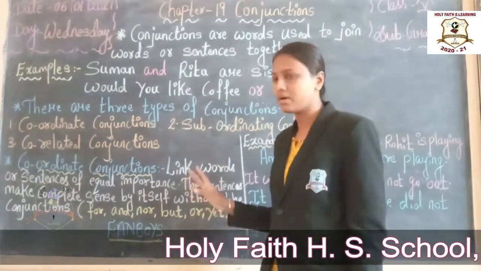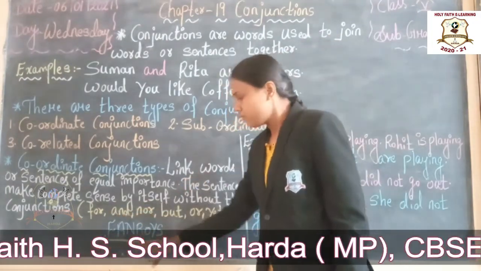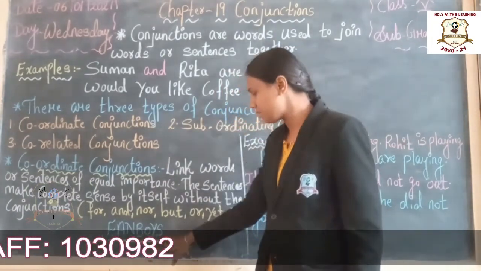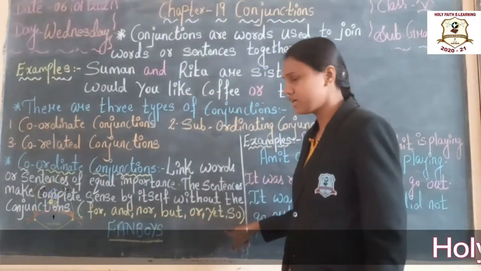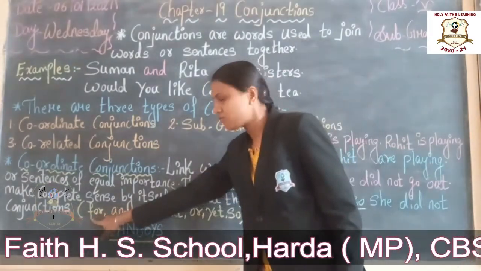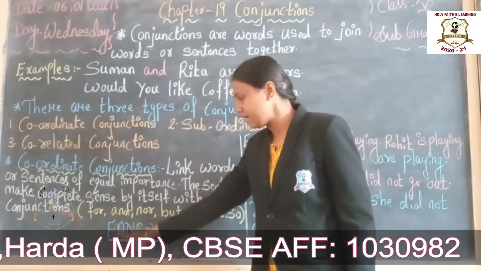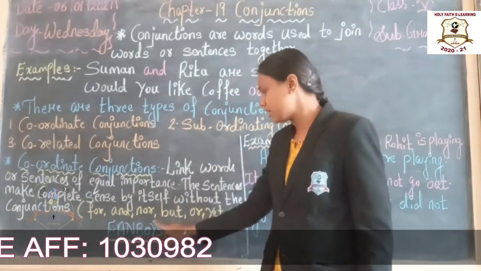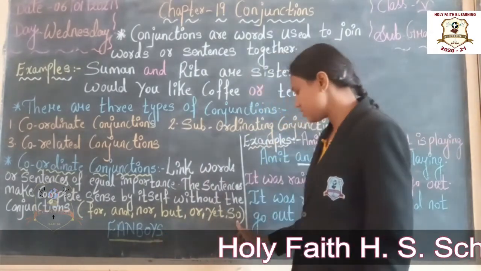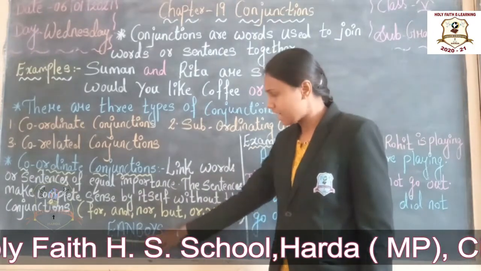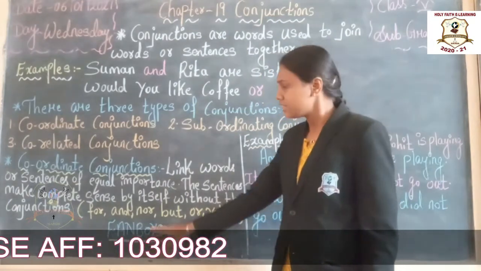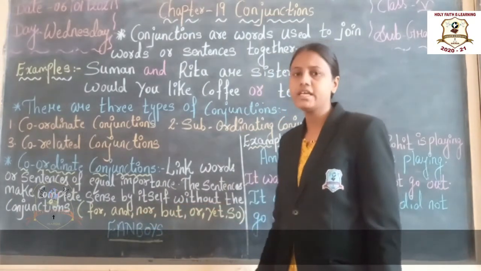You can also remember these words with FANBOYS. This word is made up of the starting letter of every word: F for, A and, N nor, B but, O or, Y yet, S so. You can remember the word FANBOYS. These are the examples of coordinate conjunctions.